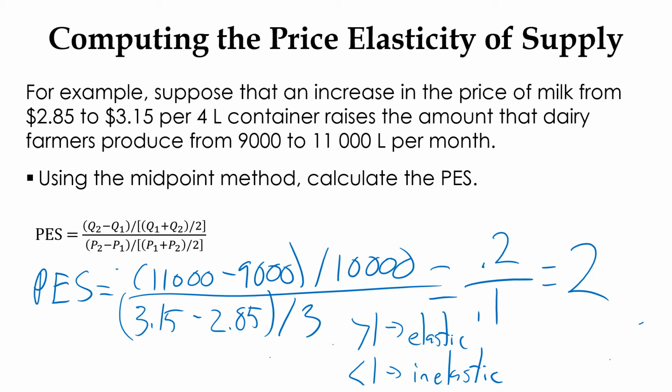All right, so here we can see with this example that the price elasticity of supply of milk is elastic. The quantity supplied is more sensitive to price changes. And because it's a simple number, 2, we can basically conclude that the elasticity of 2 reflects the fact that the quantity supplied moves proportionally twice as much as the price. So that's quite interesting.